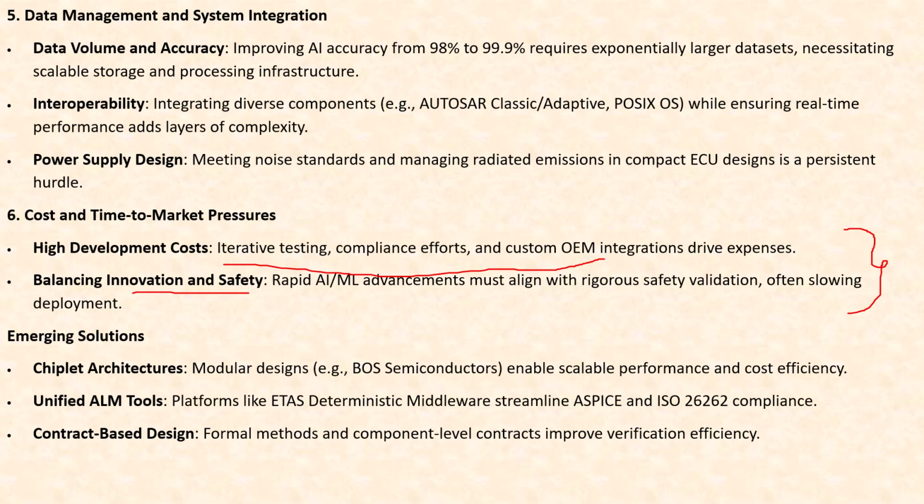Now, what are the various emerging solutions? Now, every challenge has a solution. There are some solutions like chiplet architectures, which comprise modular designs, and they enable scalable performance and cost efficiency. Now, chip architecture is one thing, and chiplet architecture is like a mini chip. So with the help of mini chips, you are able to develop multiple permutations and combinations of the architectures.